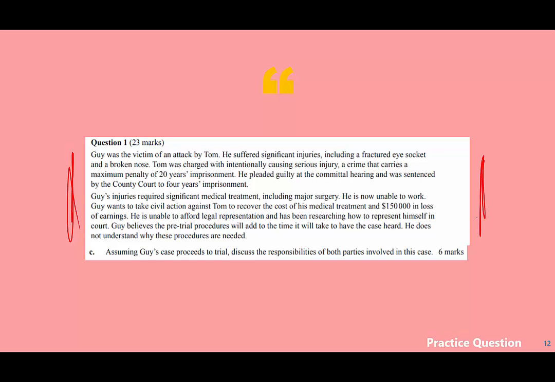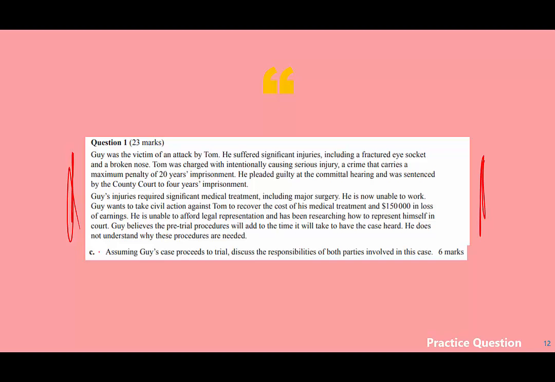This case study talks about Guy being the victim of an attack by Tom. He suffers significant injuries, fractured eye socket, etc., etc. Tom pleads guilty and goes to prison for 4 years. Guy is also considering suing Tom to basically try and get some of the money he spent on medical procedures and such back. So it's a bit of a question where there's going to be some questions on the criminal side of things and the civil side of things.